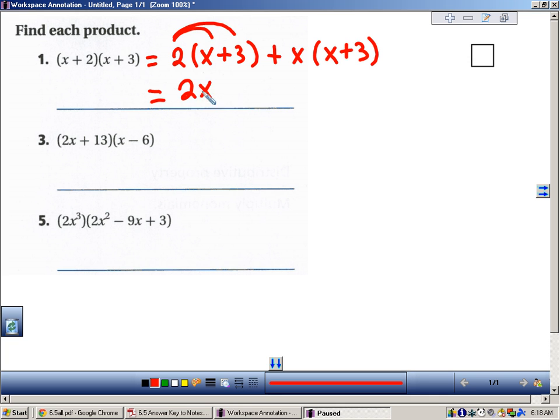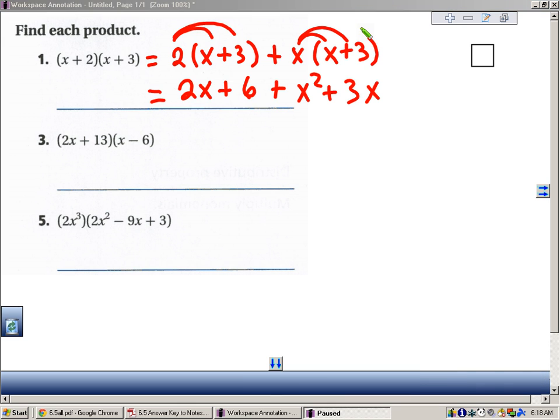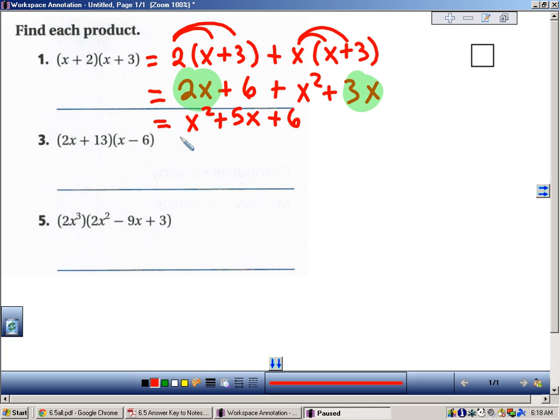2x plus 6 plus x squared plus 3x. Okay, let's write this in standard form. Combine like terms. Those are my like terms. The degree is 2. So in standard form, my answer is x squared plus 5x, and the constant is 6. It's one way of doing this.